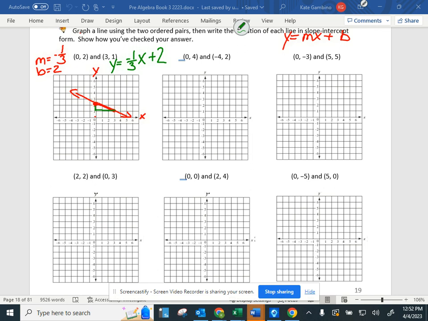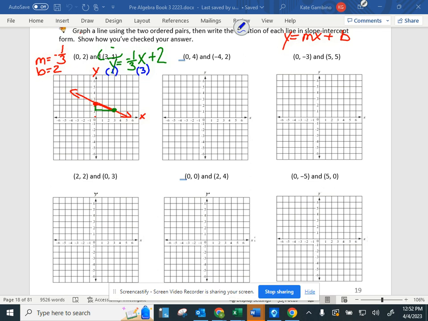The way we check it is by taking an ordered pair and putting in that x and y and making sure it equals each other. So y equals negative 1/3 x plus 2. So let's check and see if that works. Let's take this ordered pair of 3, 1 and see if that works. So for x, I'm going to put in my 3. Let me use a different color. And my y is a 1.